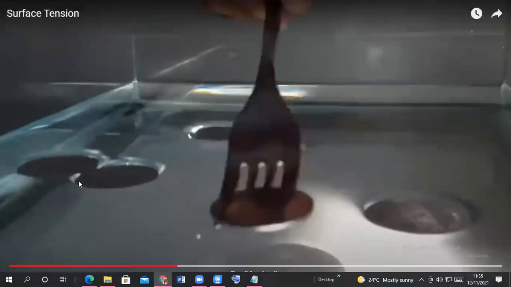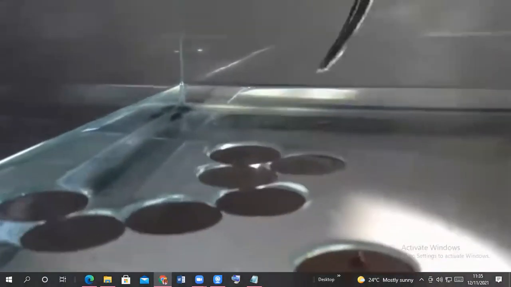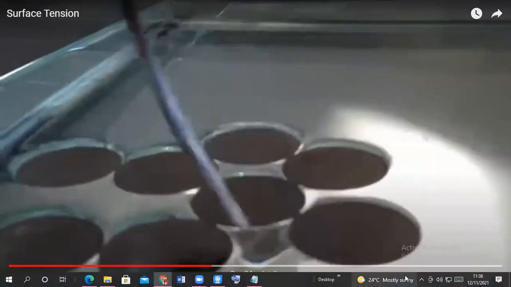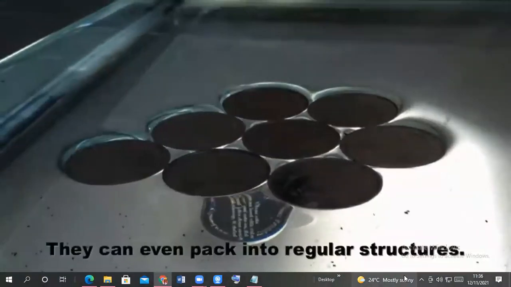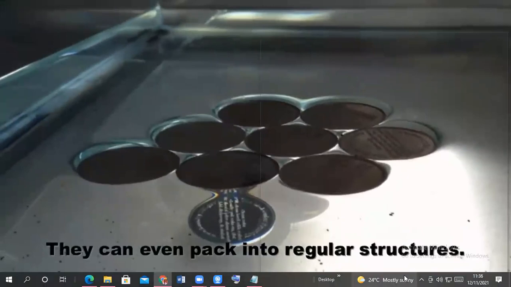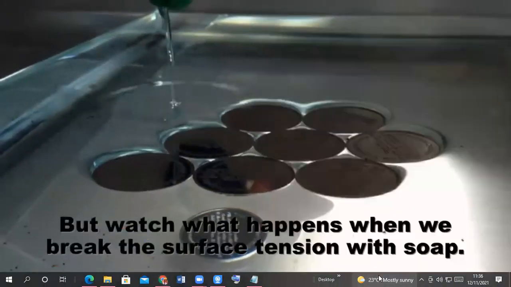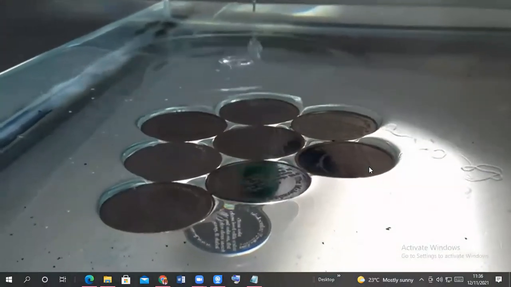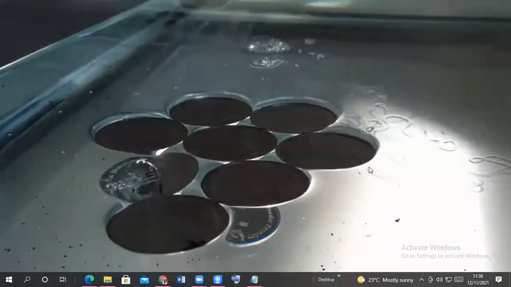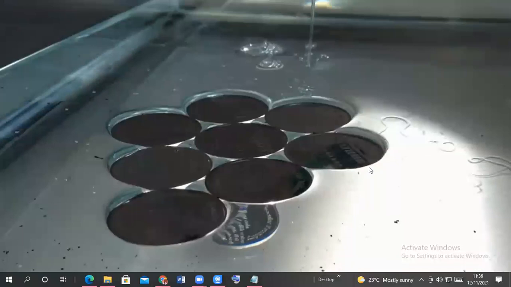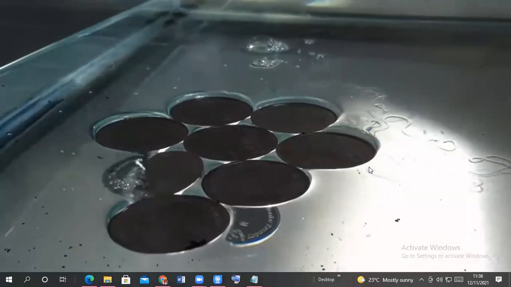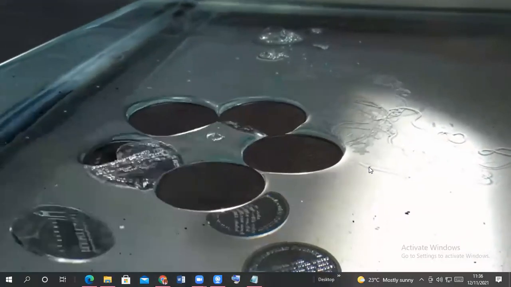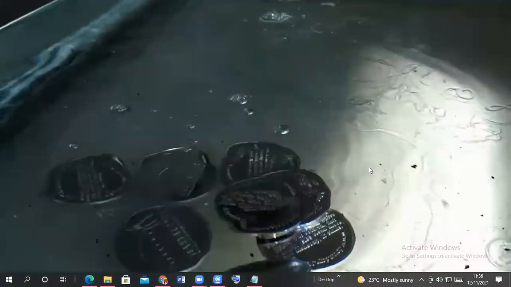So this is where we stopped. Now we can play again and see. He has added more and more, and they were floating, floating. Now after he starts to pour soap solution, we are going to see what happens. You see, they all do what? They all sink to the bottom like that.